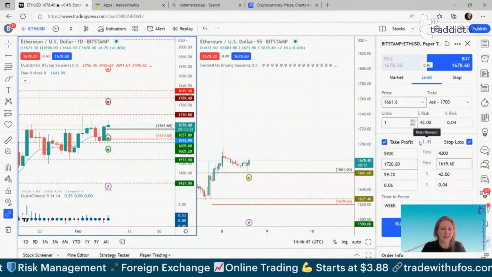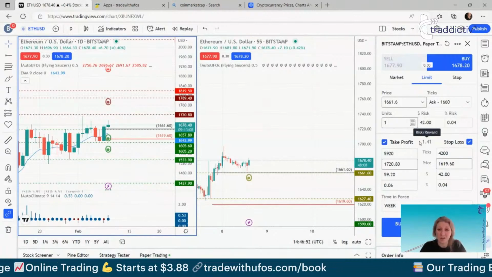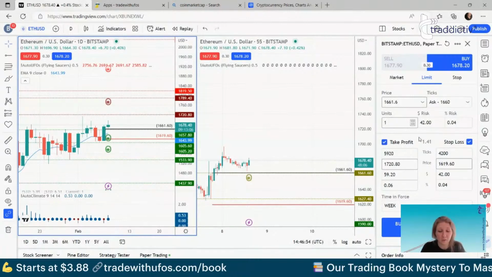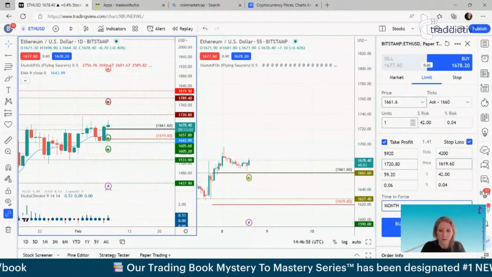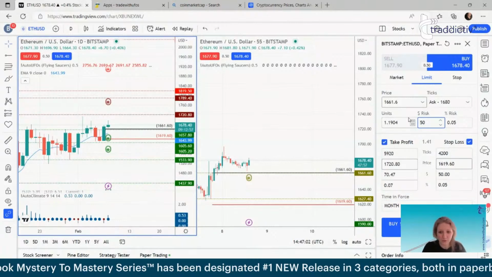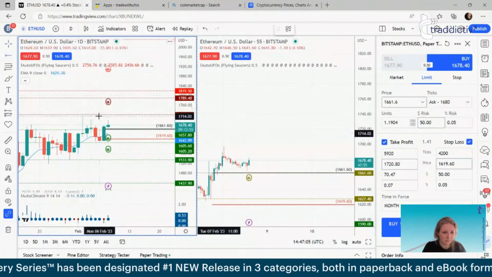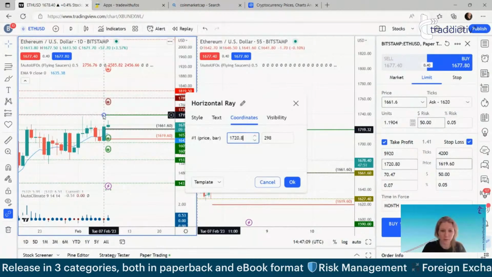Basically, we want that to be anything above 1. So the fact that it's 1.41 is enough. It's not a lot, right? You're not going to make loads, but it's still enough to potentially take a little bit out of this market. Okay, so I'm going to put $50 worth of risk on here. I'm going to draw in where we would have our target, which is 1720.8.